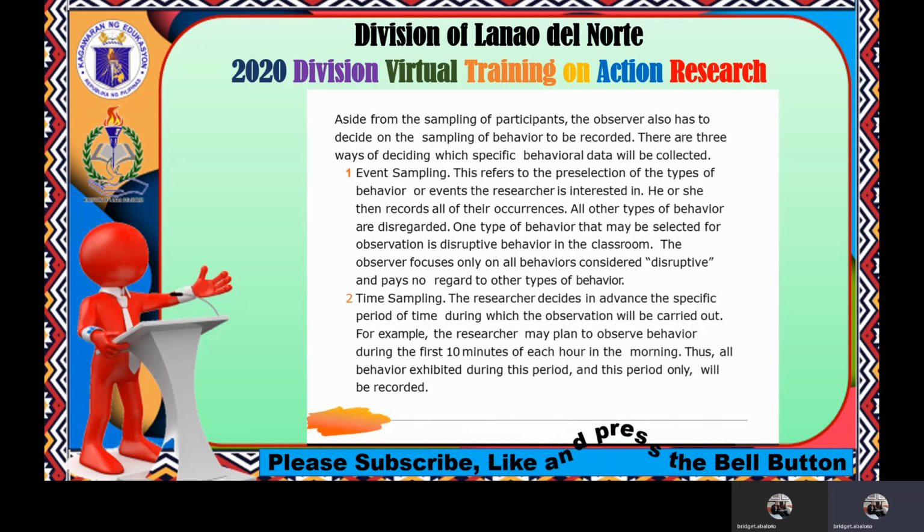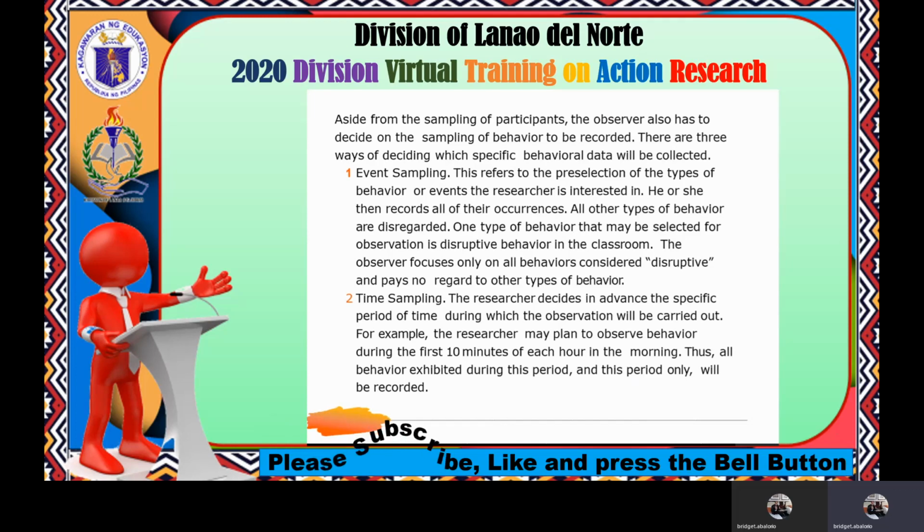Okay, first, the event sampling. Event sampling refers to the pre-selection of the types of behavior or events the researcher is interested in. Unsa ang iyang behavior or event nga iyang ganahan or interesado siya. He or she then records all of their occurrences. All other types of behavior are disregarded. So kung unsa ra to ang iyang gusto or interesado siya ana nga behavior, kana ang iyang pilion. Disregarded ang uban nga mga behavior nga dili na kinahanglan.